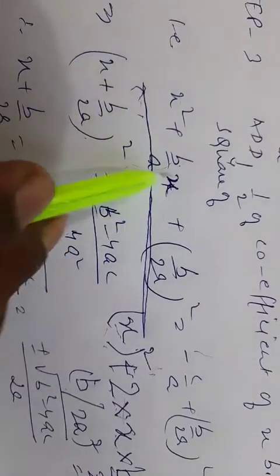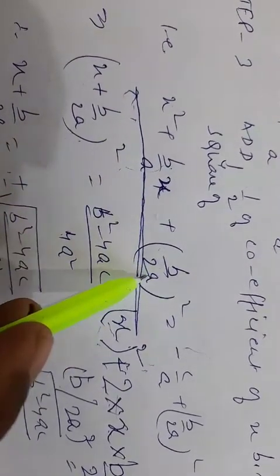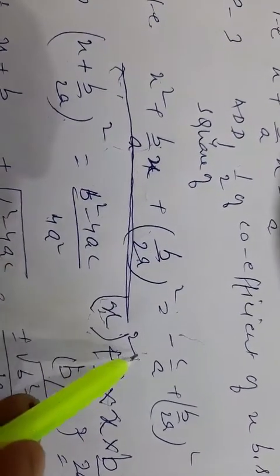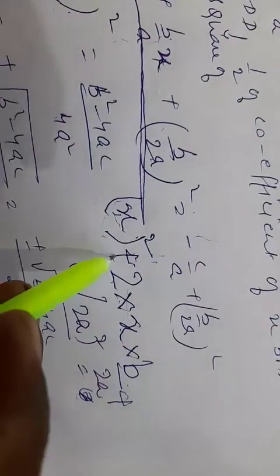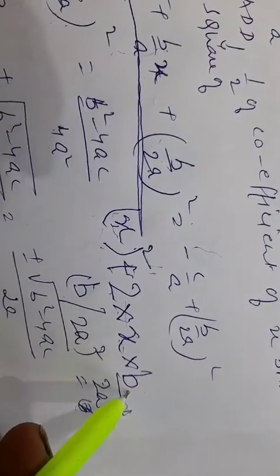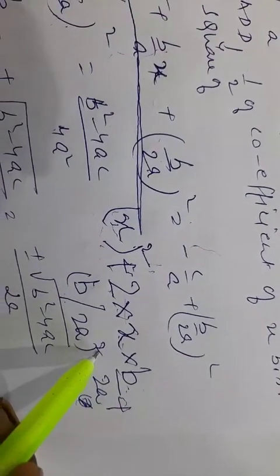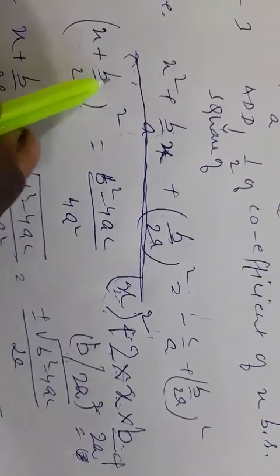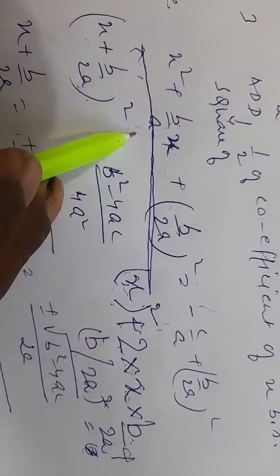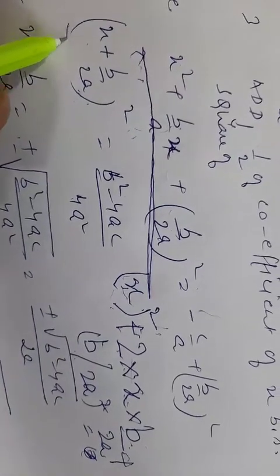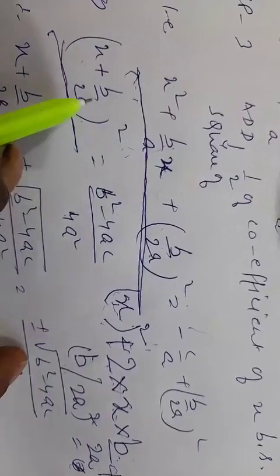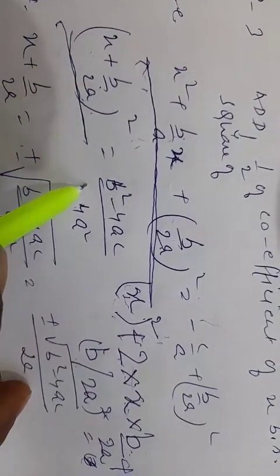This x square plus b by a x plus b by 2a to the whole square has been expressed in the form of a square plus 2ab plus b square. So the factorized form of this one is x plus b by 2a to the whole square. Now what do we see? That our LHS has become a square. Now from this step we can do our solution.